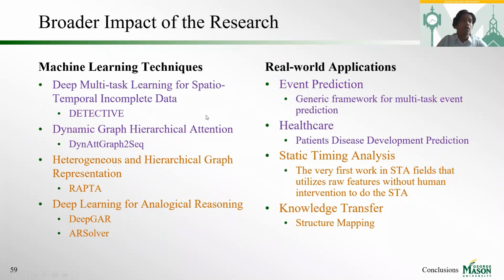So finally, what is the broader impact of this research? For DETECTIVE, we use this generic framework for event prediction. For the dynamic attributed graph, we showed the real-life implementation for healthcare. For RAPTA, heterogeneous and what is called path reasoning, we use it for static timing analysis. And this is the very first work in the static timing analysis field that utilizes raw features without human intervention. Then the last one, DeepGAR, we used for knowledge transfer, where we implemented structural mapping theory.